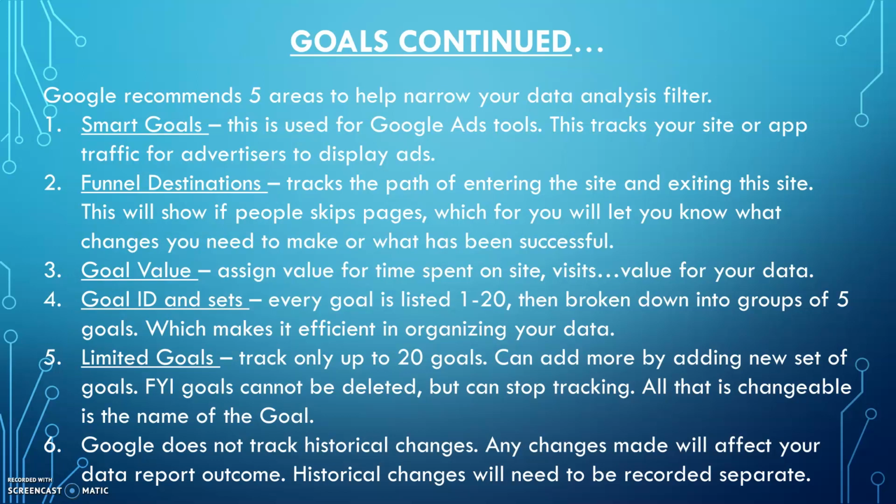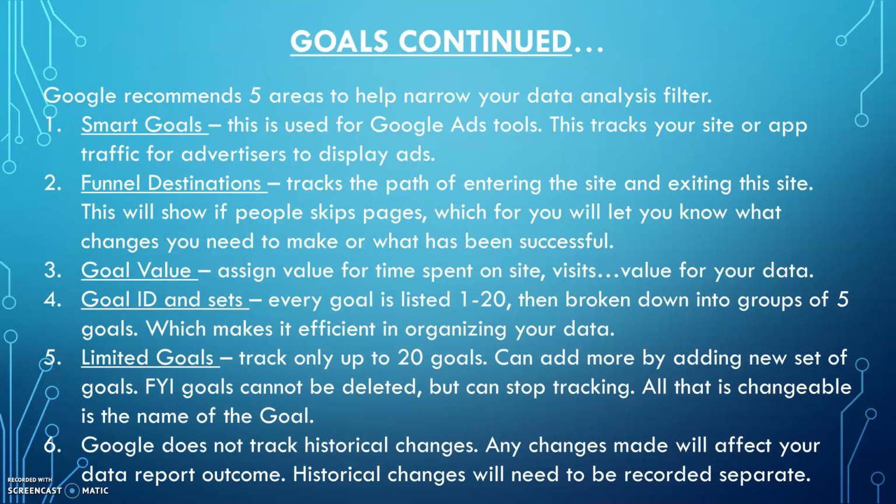Goal values. Assign a value for your priorities from 1 being the most, 10 being the least. You can set different values of your data. Goal ID and sets. So the goals, you can list up to 20 goals, which are then broken down into 5 groups. But if you wish to add more, as it is limited to only up to 20 goals, you have to create a whole new set of goals.